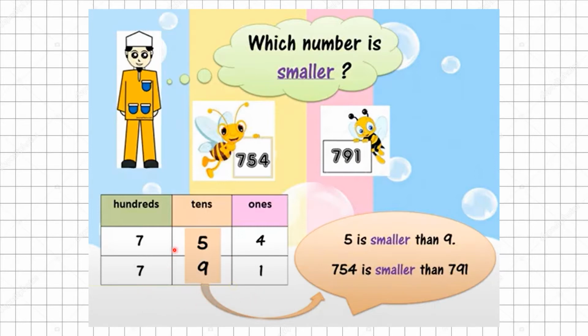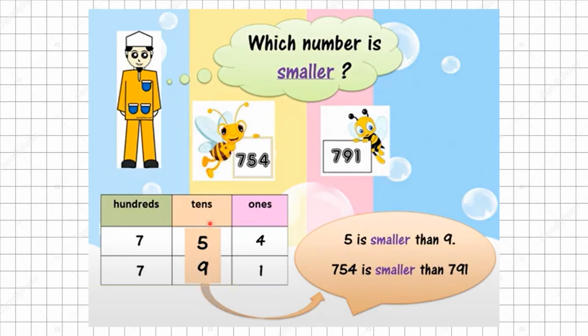So look at this column. 100. 7 and 7 sama kan? Kolom 100 ada nombor yang sama. So kita tak boleh nak compare. So kita lihat kepada kolom yang sebelah. Tens. Kolom sebelah di atas 5, di bawah 9.